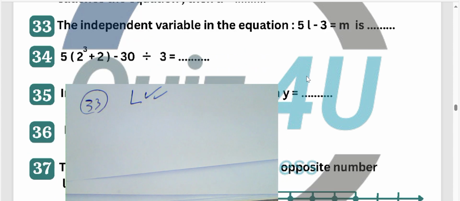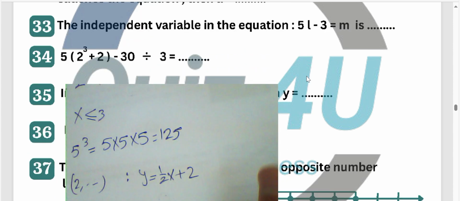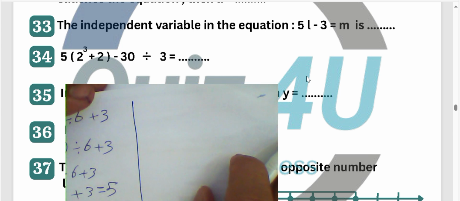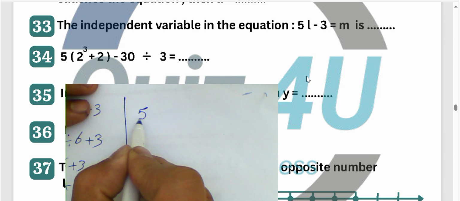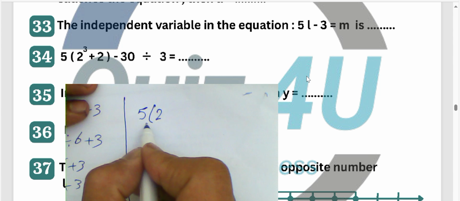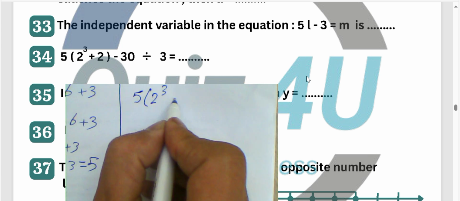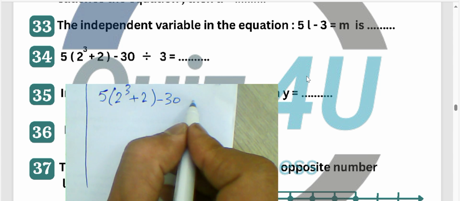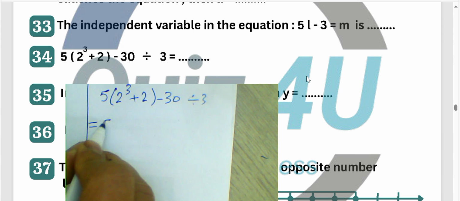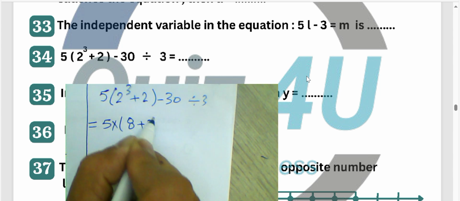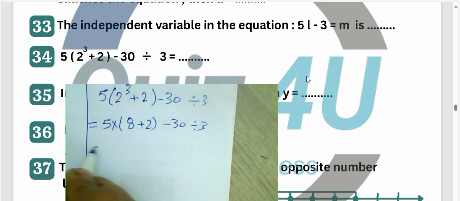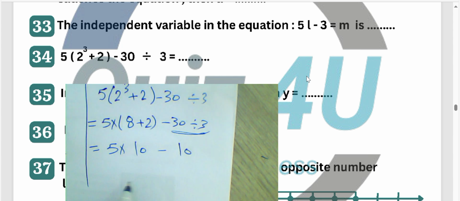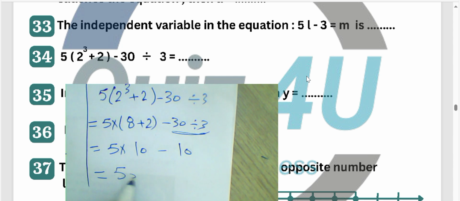Question 34. We have order of operations. We know parentheses first, exponent next, multiplication and division in the same step, addition and subtraction from left hand side to right hand side, first come, first serve. So we have 5 times the brackets 2 power 3 plus 2, subtract 30 divided by 3. We can write 5 times 2 power 3, which equals 8, plus 2, subtract 30 divided by 3. 5 times 8 plus 2 is 10, minus 30 divided by 3, which is 10. And then 5 times 10 is 50. Subtract 10, the result will be 40.